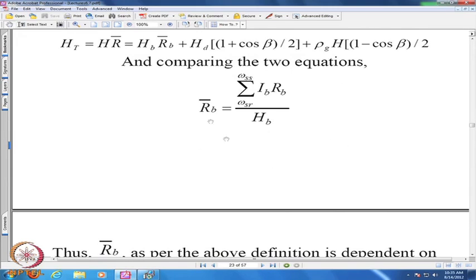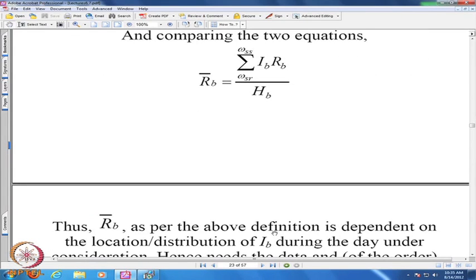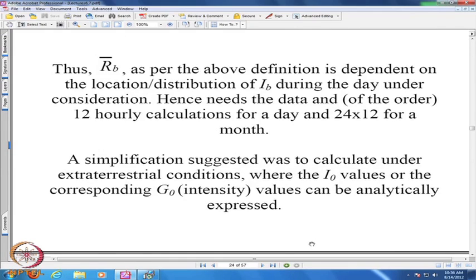So, now this leaves us in a little uncomfortable position, because you have to have the data of I b from sunrise to the sunset in order to evaluate R b bar. Not only that, it requires on an average 12 calculations for the day. Even if you have the data, it requires 12 calculations. So, the spirit of directly extending the hourly type of calculation to a day is not satisfied, even though you can calculate the diffuse component and the sky ground reflected component as a single calculation. This direct component has to be done as 12 calculations, and if you want for a month, it is approximately 12 into 24 calculations.